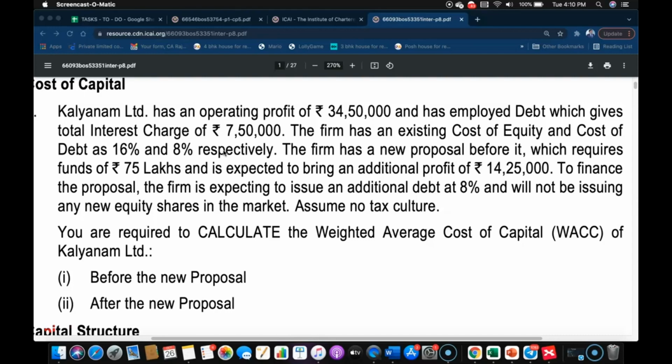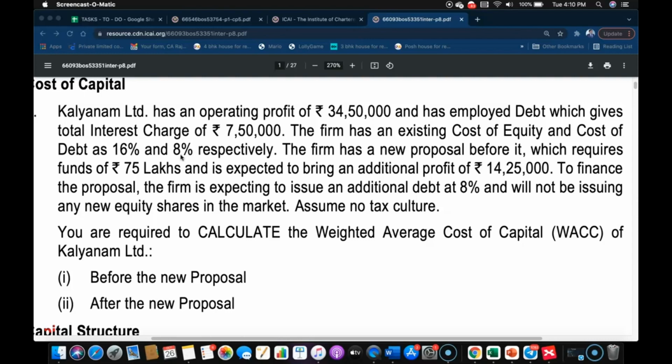But the question is, what is the equity amount? What is the debt amount? Is it given directly? The answer is no. You are given that the cost of debt is 8%, and you are given that the interest charge is 750,000. So if you capitalize 750,000 divided by 8%, you will get the value of debt.